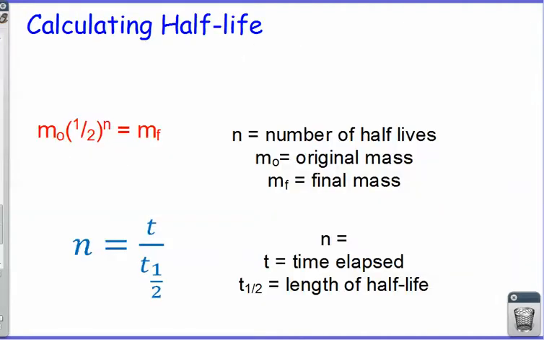So there's 2 equations that we need. Sometimes we'll end up using one or both. The first one, we have the original mass times 1/2 to the nth power is equal to the final mass. And then the second one is how we calculate n. N is the number of half-lives again. It's the same n. T is the time elapsed. I like to think of this as total time. So it's the total time that radioactive decay is occurring, while T1/2 is the length of a half-life.